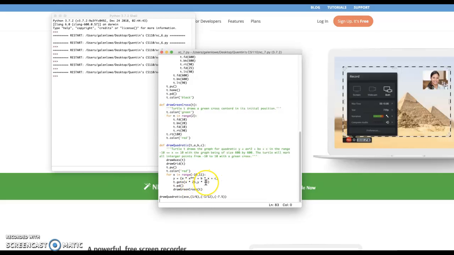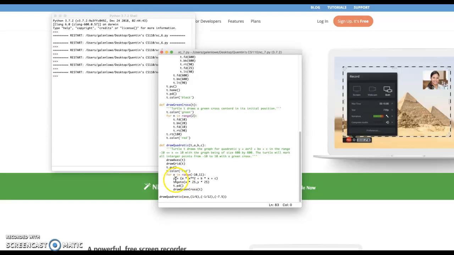And these are both multiplied by 25 because each square on the grid is 25 points across, or 25 distance for the turtle. So we have to multiply x and y by 25 so that the turtle doesn't draw a really small graph, because it's 25 times smaller. So the proportions are right.